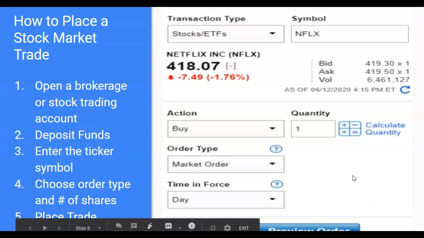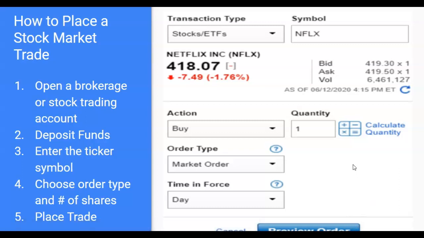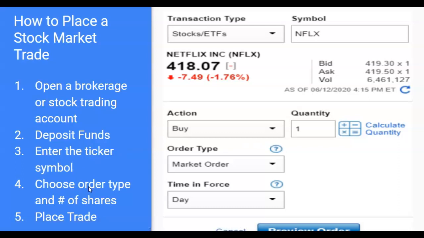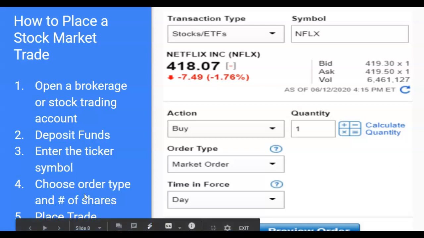I would just simply click preview order, and then on the next page, it's going to ask me a bunch of questions. Do you confirm this trade? Stuff like that. And then I'm going to say yes, and it'll execute the trade. So it's very easy to do. And this is just for Fidelity, but most brokerages use the same simple process. So if you understand it for this, it's very simple to place a trade.